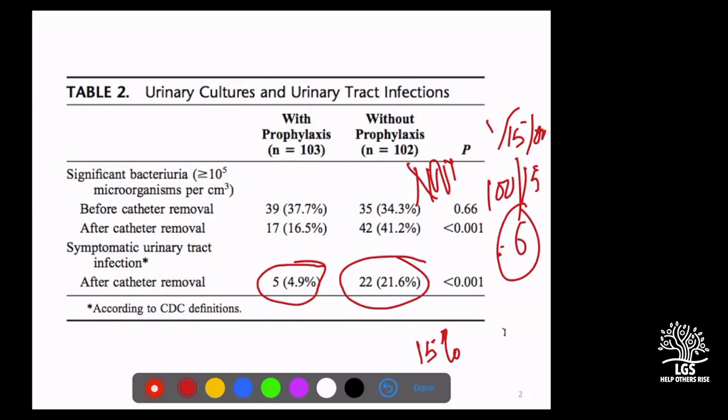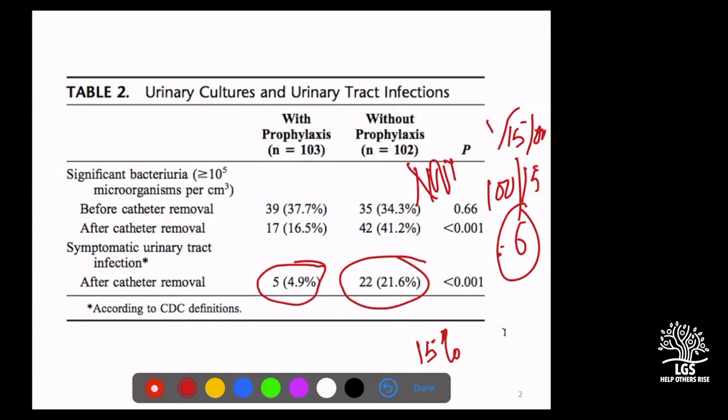And that's an excellent NNT, that for every 6 people, you're going to get one benefit. On the other hand, you turn it the other way around. If you did not treat, 1 in 6 persons are going to get urinary tract infection. And that is a significant burden. A UTI is an important issue.